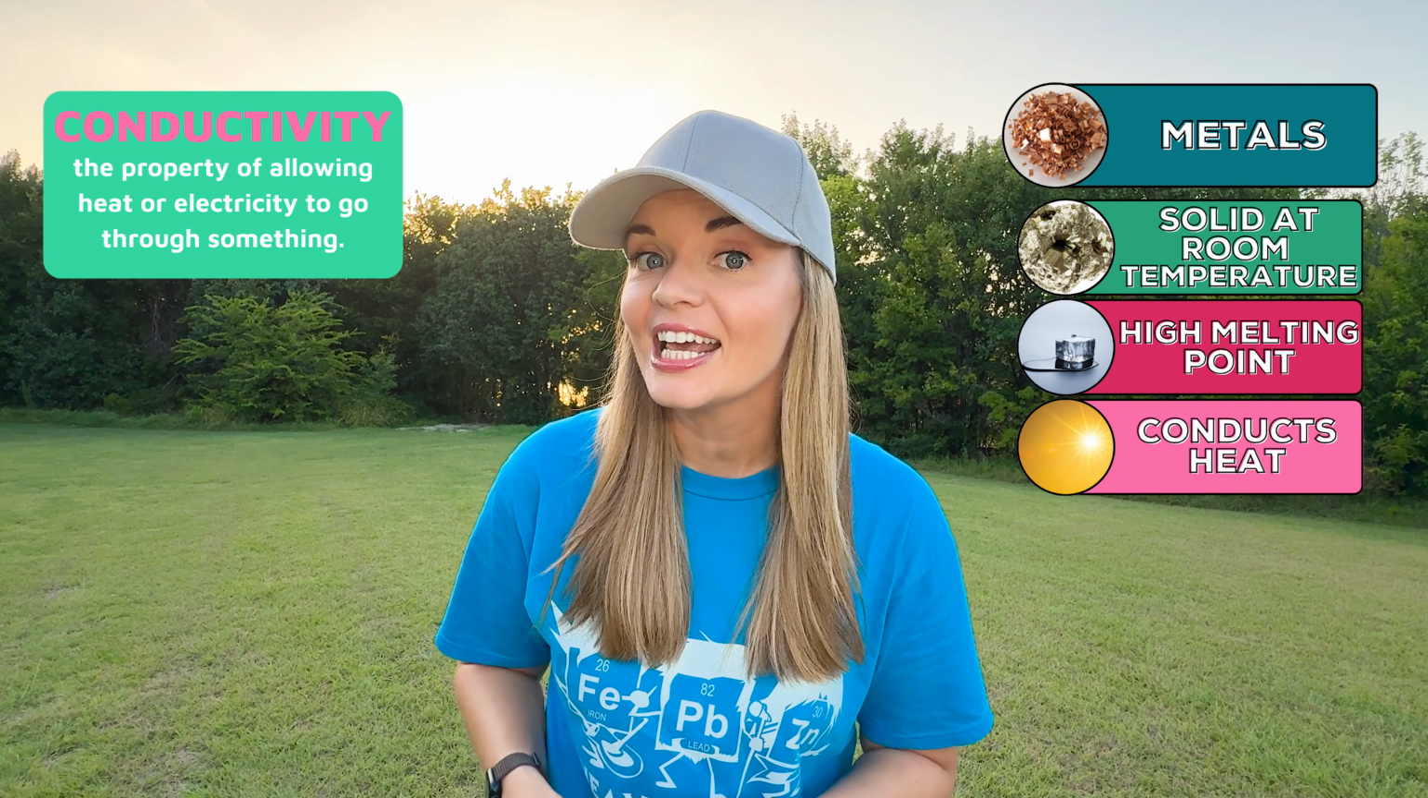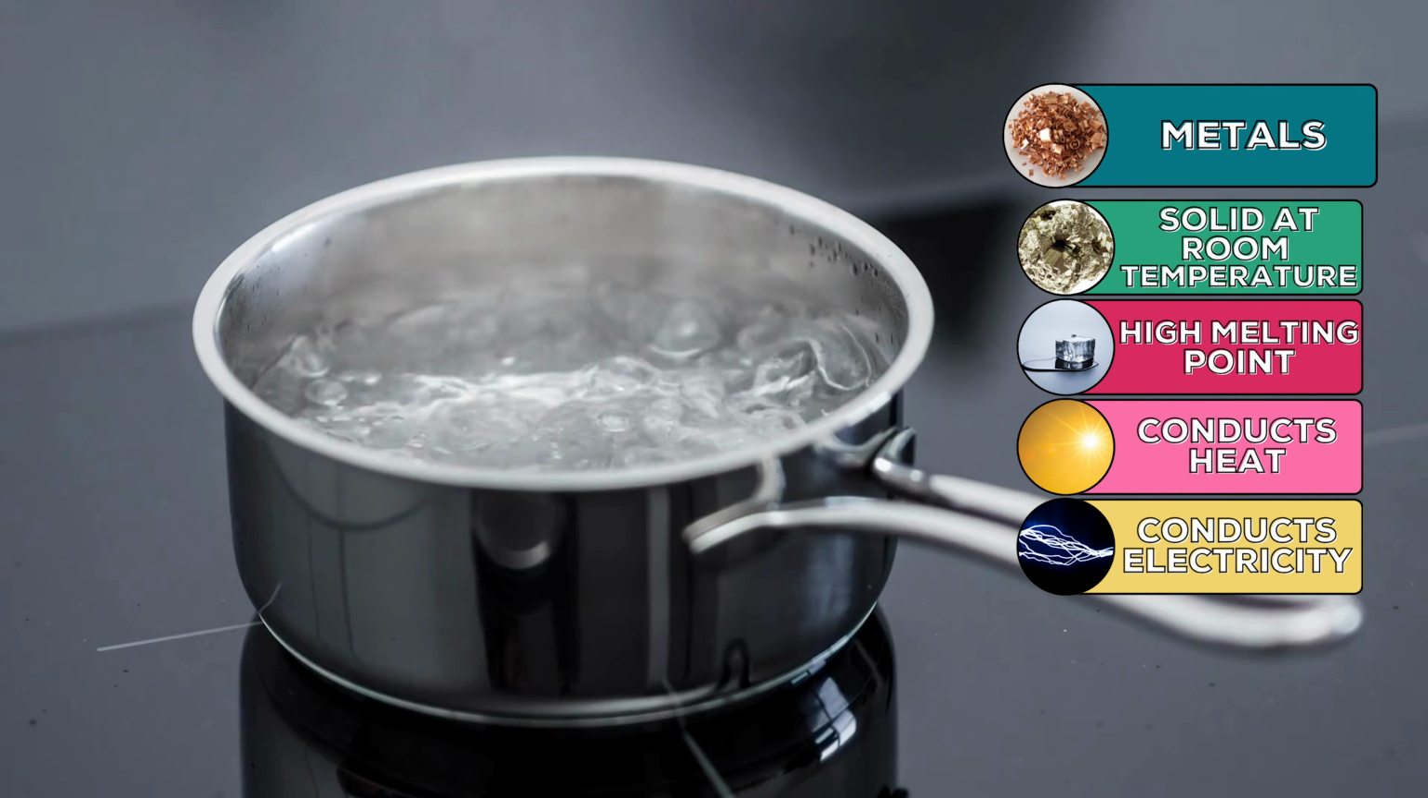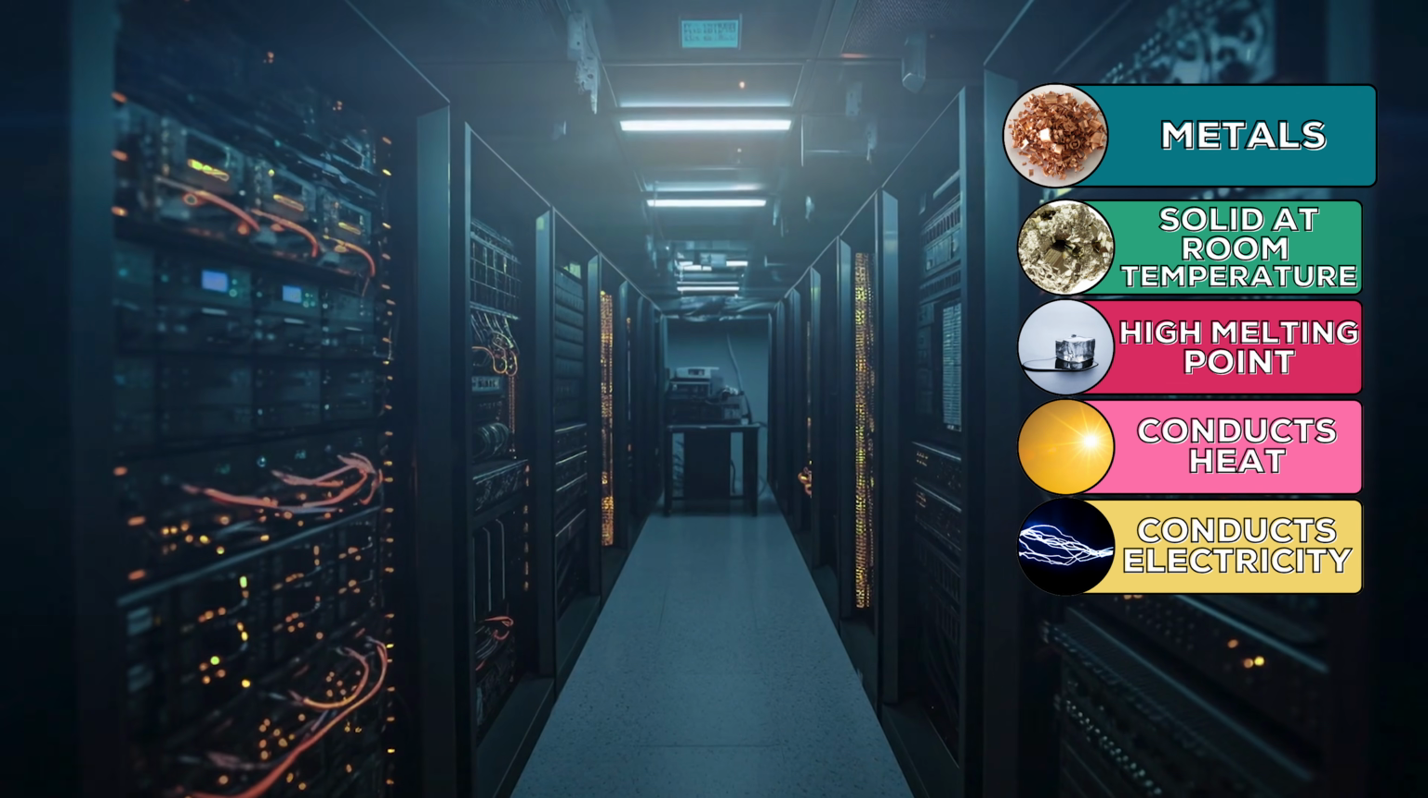The majority of elements on the periodic table are metals and share the following properties, with the exception of mercury, who apparently has to be special. We all have a friend like that. All metals are solids at room temperature and have high melting points. Metals are good conductors of both heat and electricity, so we use them in cookware, wires, and technology.